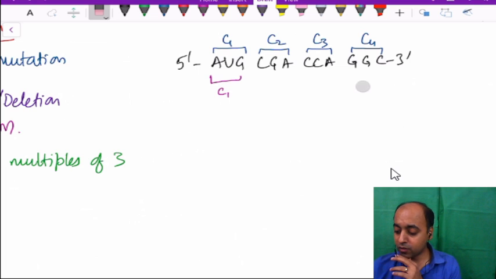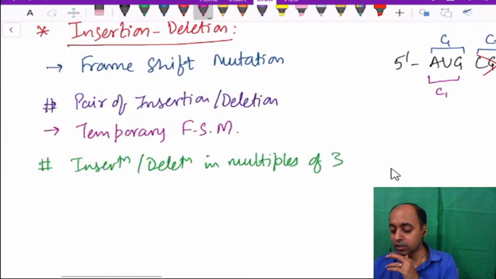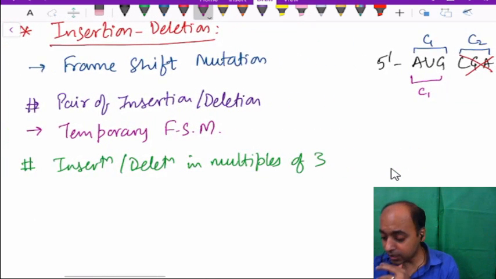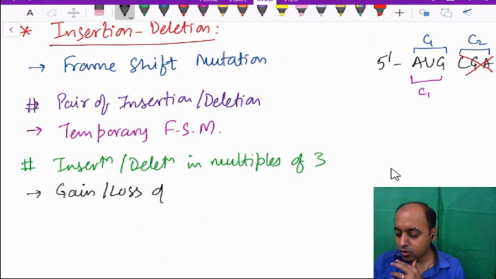What happens when we have deletion in multiples of 3? What was previously codon 3 now becomes codon 2. What was previously codon 4 now becomes codon 3. So here the number of codons has decreased. Each codon gets translated to an amino acid. So therefore the number of amino acids will decrease. So when there is insertion, deletion in multiples of 3, there is either gain or loss of amino acid.